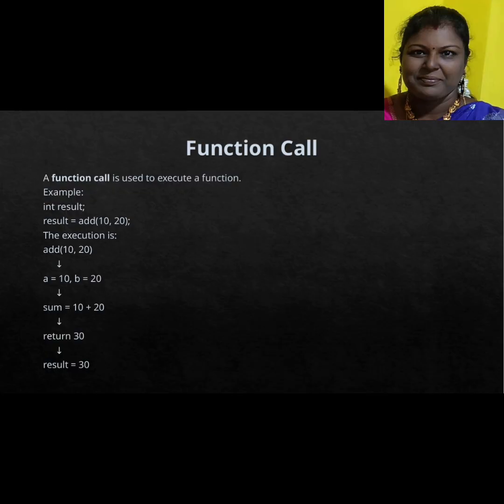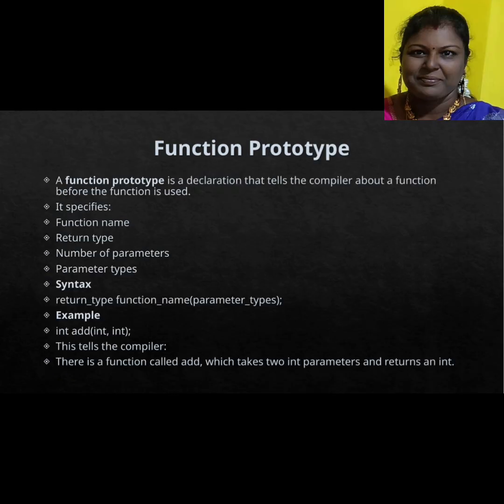A function prototype is like an early announcement to the compiler. It lets the compiler know a function exists before we actually use it. It tells the compiler the function's name, what kind of value it returns, how many parameters it takes, and the types of those parameters. The syntax looks like this: return type, function name, then parameter types in parentheses. For example, int add(int, int); means there's a function called add that takes 2 integers and returns an integer. This helps keep everything organized and clear.